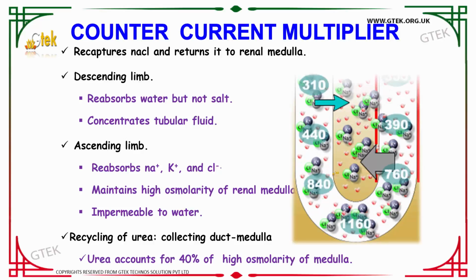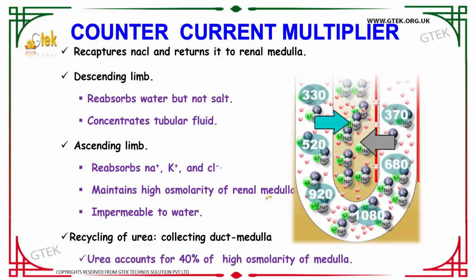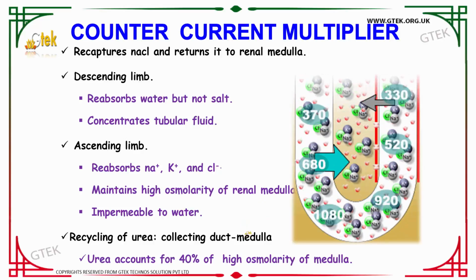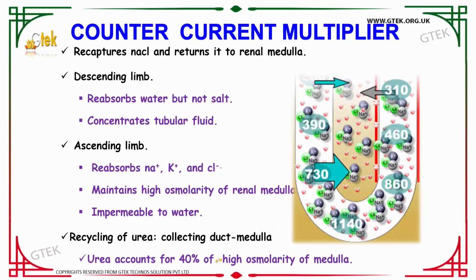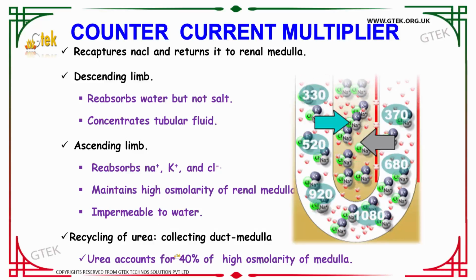Recycling of urea can be done by the collecting duct in the medulla. The urea accounts for about 40% of the high osmolarity of the medulla. So this is about the counter current multiplier.